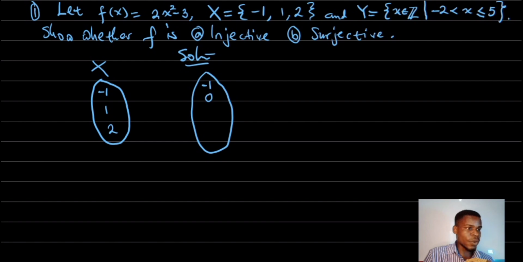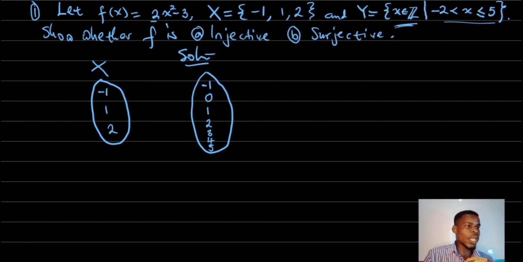So after -1, you have 0. We have 1, 2, 3, 4, and then 5. And why I'm listing them is because they are integers. So this is a set, using the set builder method. Say y is a set containing every integer x such that such integers lie between -2 and 5, with -2 excluded and 5 included. Good.